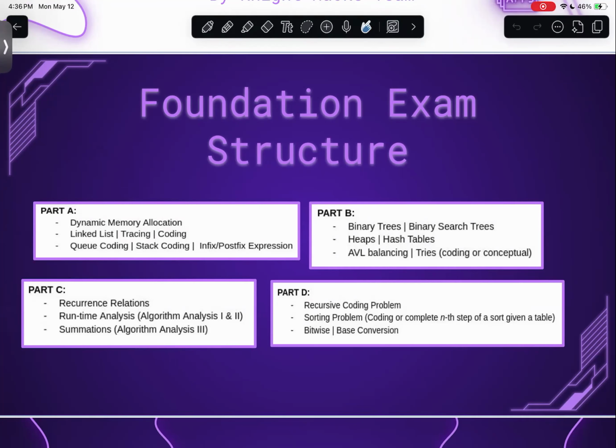For the first section, part A, the first question is always a dynamic memory allocation question, and then the second is linked list, and then the third is usually between queue and stack. But we made this structure to make it easier to understand, because different foundation exams will change the questions. Like the third question for part A could be a queue or a stack or an infix to postfix question.